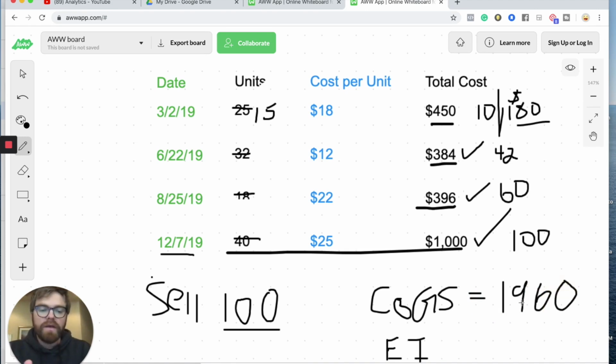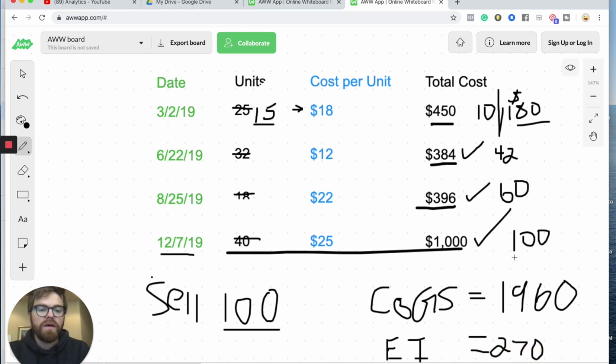Next, ending inventory. Well, we know what we have left. We have 15 units left at $18 right here. So just multiply those two together: 15 times 18 is 270. And it's that simple. If you follow this system, it will work.